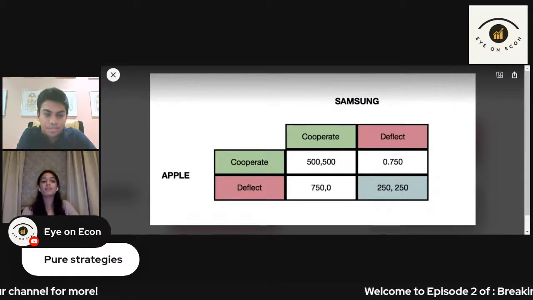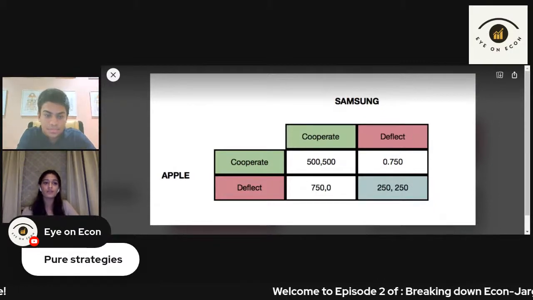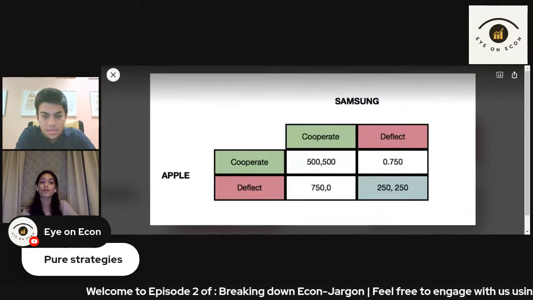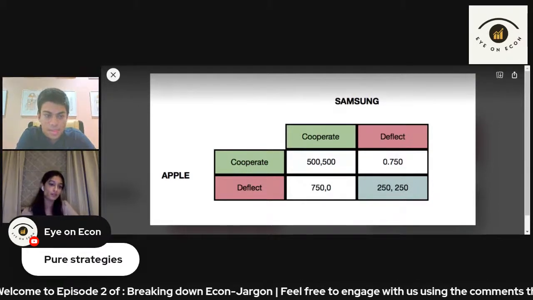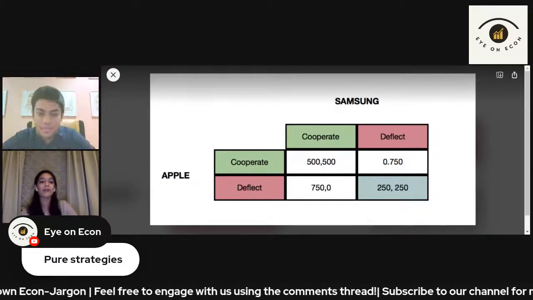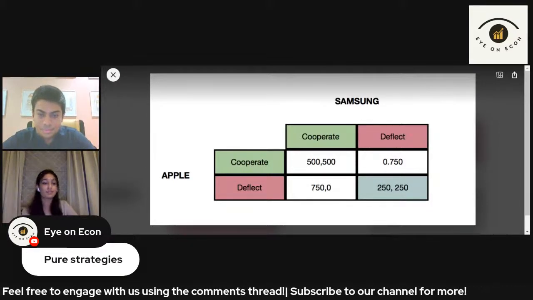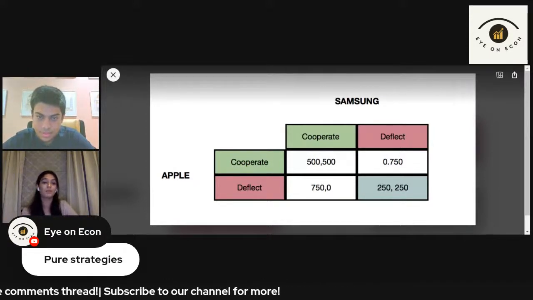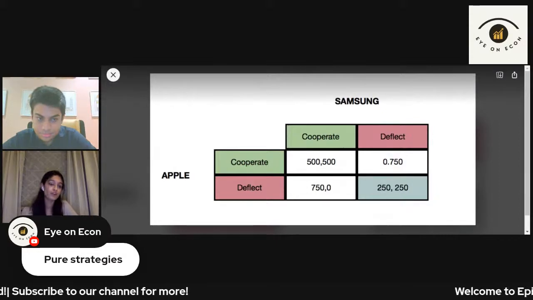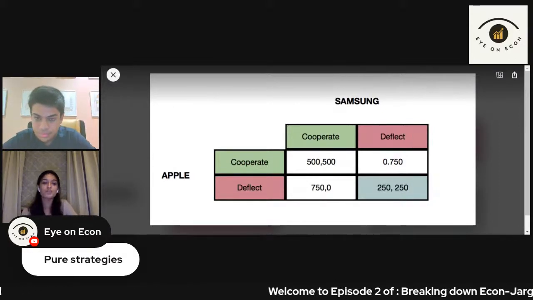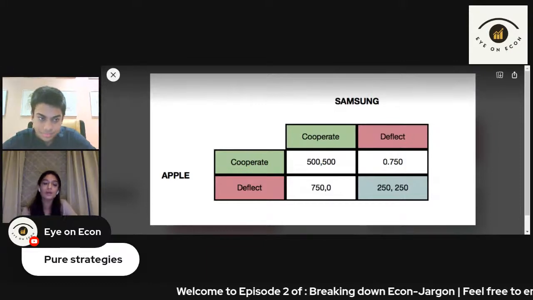But if one of them chooses to deflect from this agreement, for example, let's say Apple chooses to deflect, they will do so because they think that they will earn a profit of $750 instead of $500, which is a good enough reason for them to deflect. And similarly, if Apple chooses to cooperate, but Samsung chooses to deflect, they will be tempted by the fact that they will earn $750 instead of $500. But when one party chooses to deflect, the other party has no increase in its profits. So the profits will be zero for them.